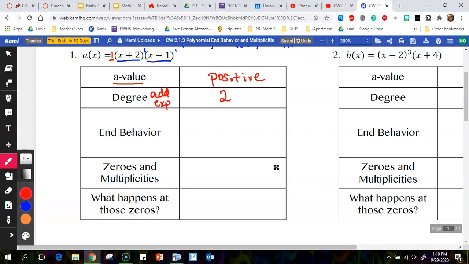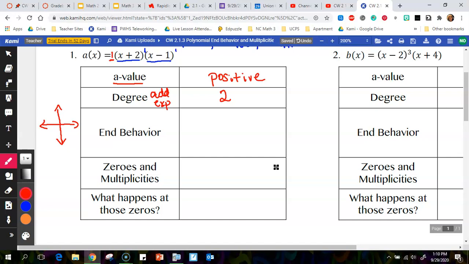The degree is 2. Well, what that tells me a little bit about the end behavior. So this particular graph is going to be a parabola, a quadratic. Okay, so what that tells me is that the end behavior is going to be the same on both sides. Well, it's going to go up on both sides. Also, the positive A value tells me that it opens up. Okay, so the end behavior I'm going to come back to.